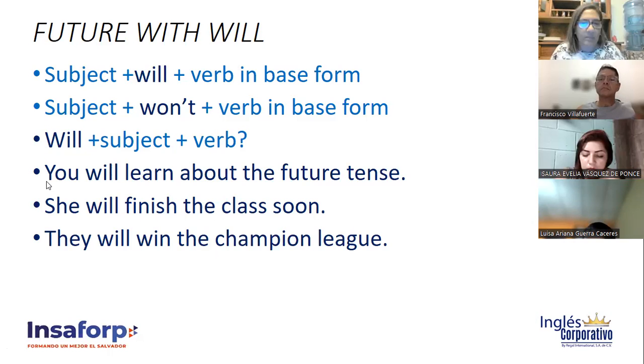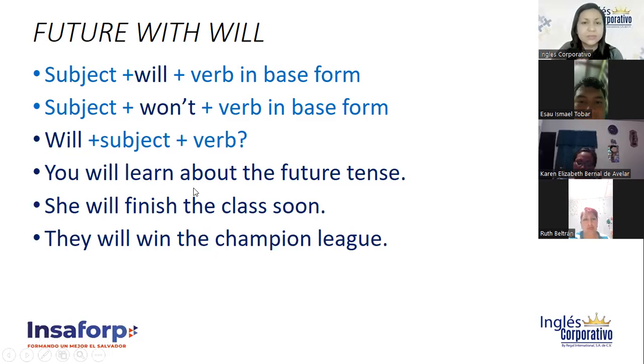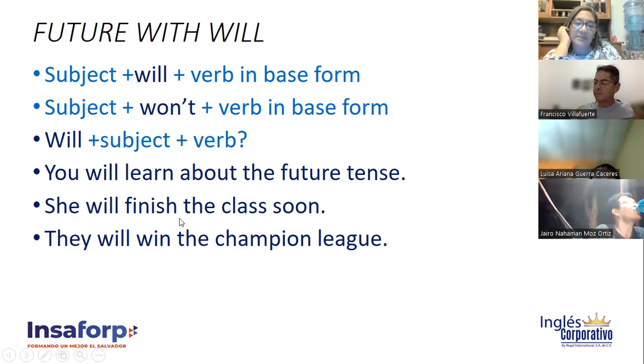Somebody can read the examples. You will learn about the future tense. She will finish the class soon. Soon. They will win the Champions League. Exactly. So you can see subject, will, and verb. You will learn about the future tense in this class. The teacher will finish the class soon. In 40 minutes. And Real Madrid. No, sorry. Just kidding. Will win the Champions League. Okay. Manchester. No, just kidding. Manchester. So you can see, it's just like that.